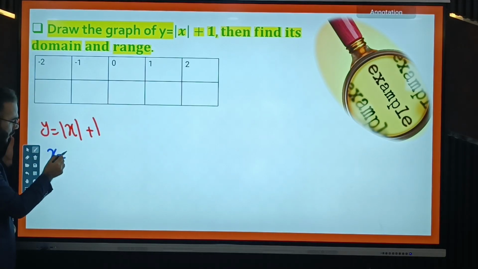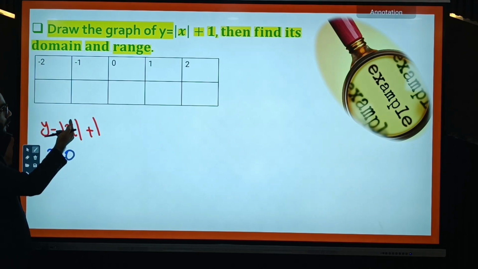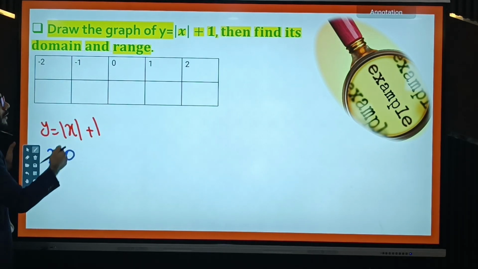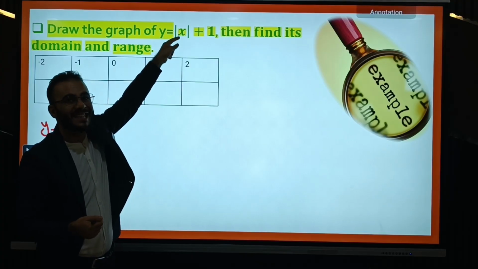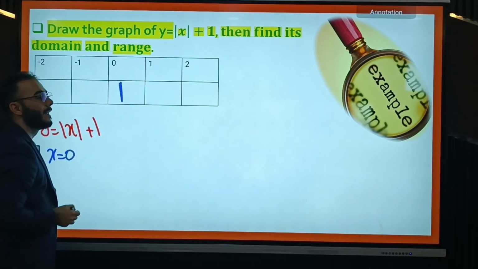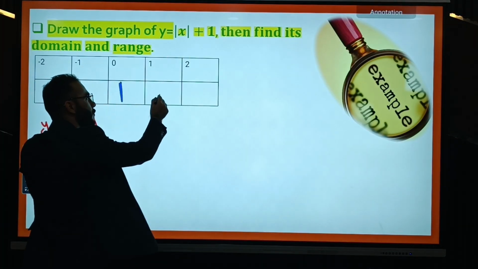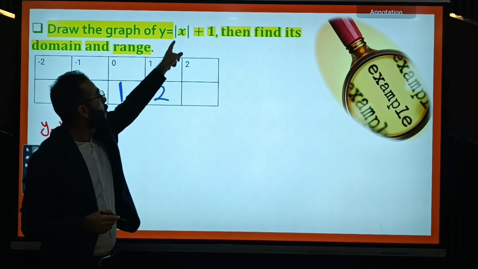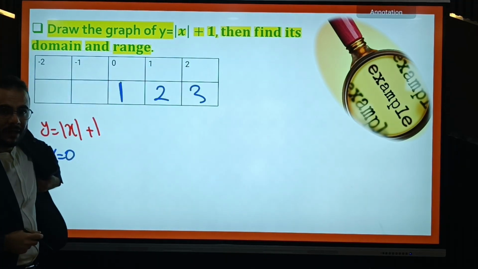Inside the absolute value, again, it's x. So x equals 0, 2 points less, 2 points bigger. So again, negative 1, negative 2, 1, and 2. If we put 0 inside this, absolute value of 0 is 0. But plus 1, it's equal to 1. Absolute value of 1 is 1, plus 1, it's 2. Absolute value of 2 is 2, plus 1, it's 3.